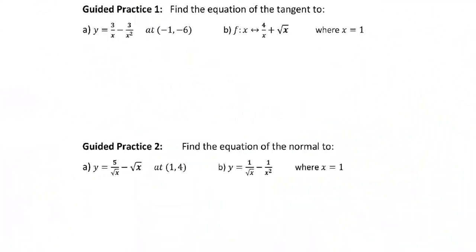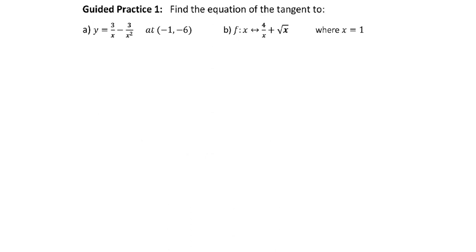This video is about equation of a tangent and a normal line. Let's go to A. Remember, first of all, you have to change every term into single power. So we get y equals 3x to the negative first power minus 3x to the negative second power.